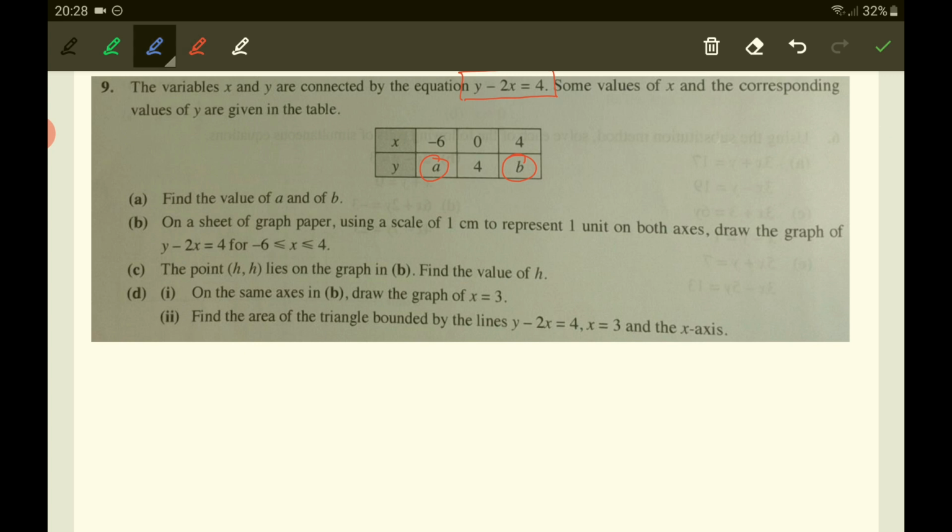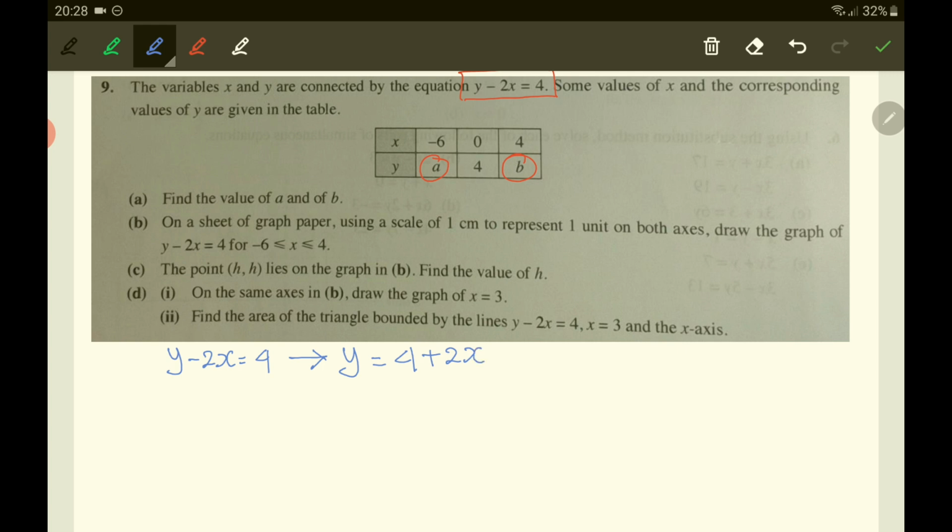So I want to rewrite the equation. The equation is y minus 2x equal to 4. Because we are going to find the values of a and b, which are the y values, I want to make y the subject of the formula. So y here is equal to 4 plus 2x. I just move the minus 2x to the right, and it becomes plus.